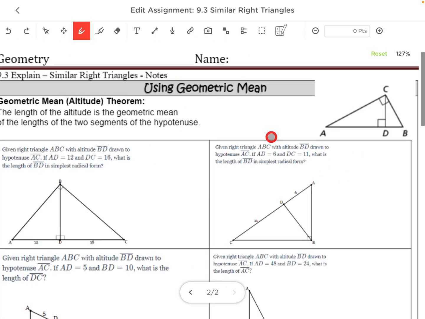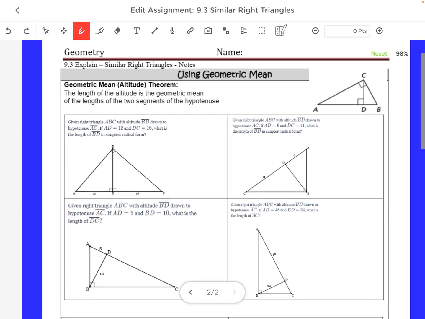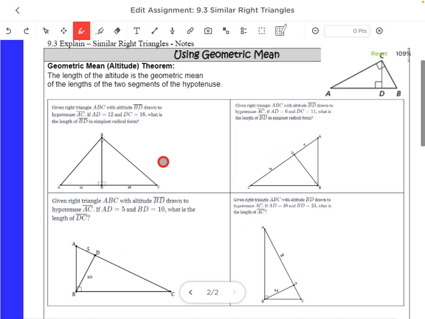All right, so make sure you do those practices in Delta Math. Now let's go ahead and see exactly what we're going to be doing with these.